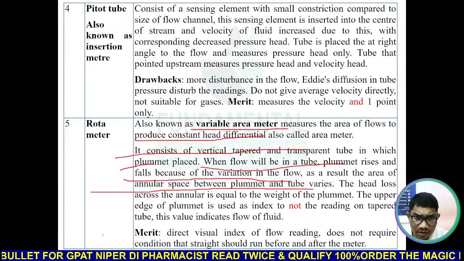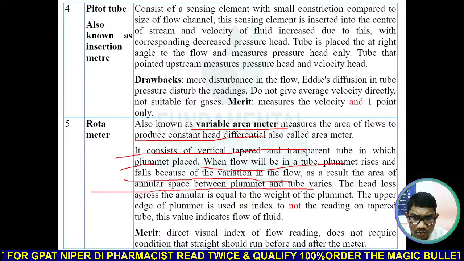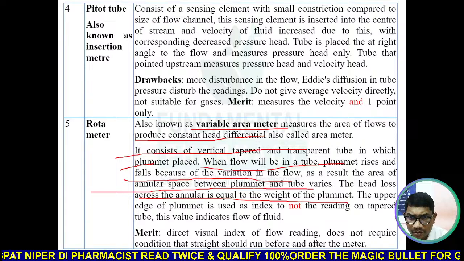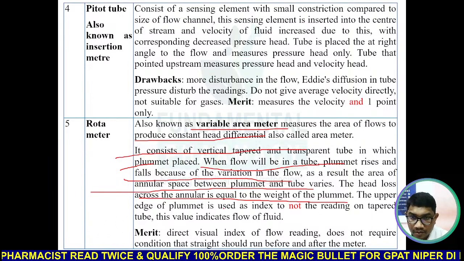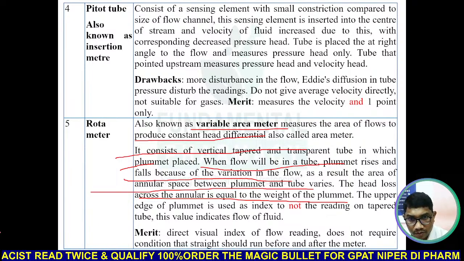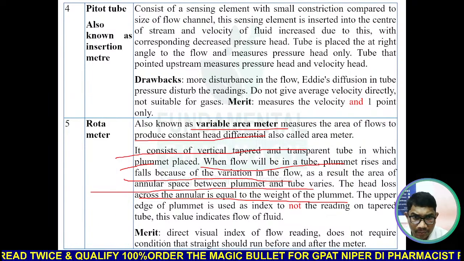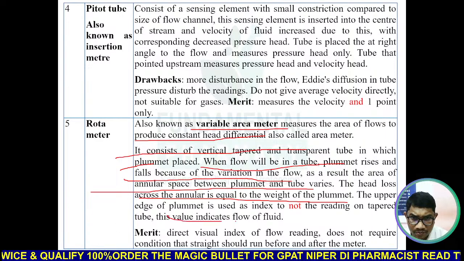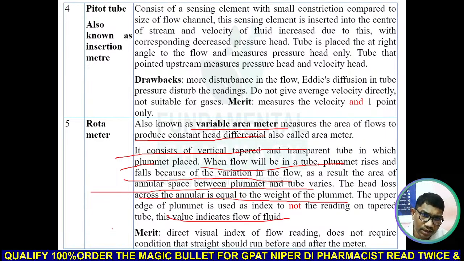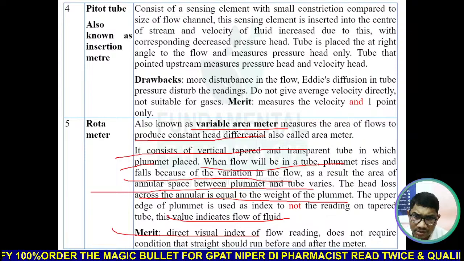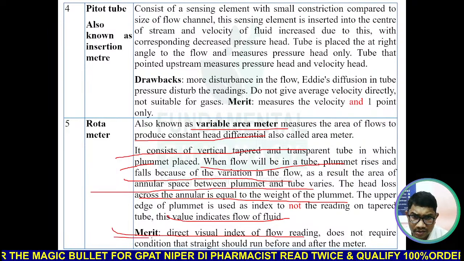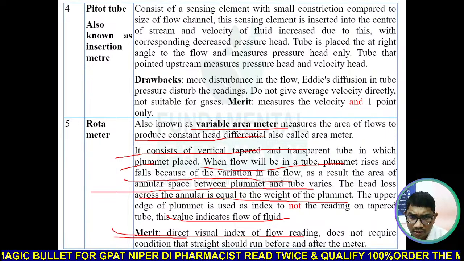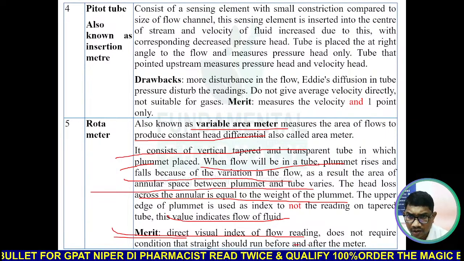The head loss across the annular space is equal to the weight of the plummet. The upper edge of the plummet is fixed as an index. Note the reading on the tapered tube. This value indicates the flow. इसका advantage है direct visual index flow reading. It does not require a condition that straight pipe should run before the upper and after the meter.